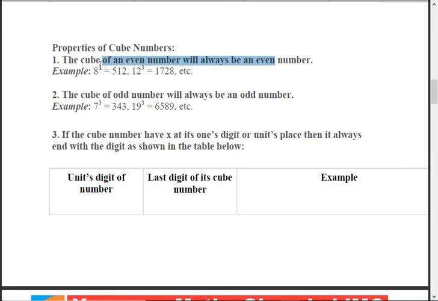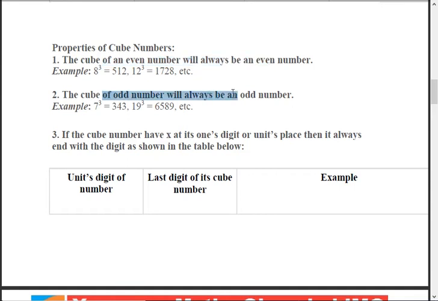Now properties. The cube of an even number is always even. Means what? Suppose 8 cube. 8 cube means what? 8 into 8 into 8. So 8 is even. Therefore the final answer of this cube will also be even. Similarly 12 cube. Any 2 cube also, 2 by 2 by 2, so it's 8. Both are even.